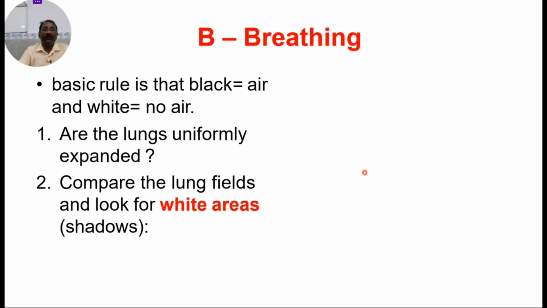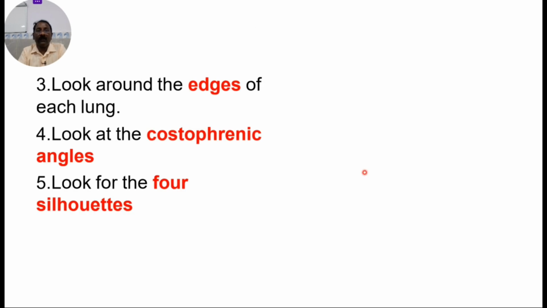Then the B stands for breathing. The basic rule is that black is air, your lungs, and white is no air, mostly the heart, etc. Are the lungs uniformly expanded? Compare the lung fields and look for the white areas, the shadows. Look around the edges of each lung, the costophrenic angles, and for any shadows.